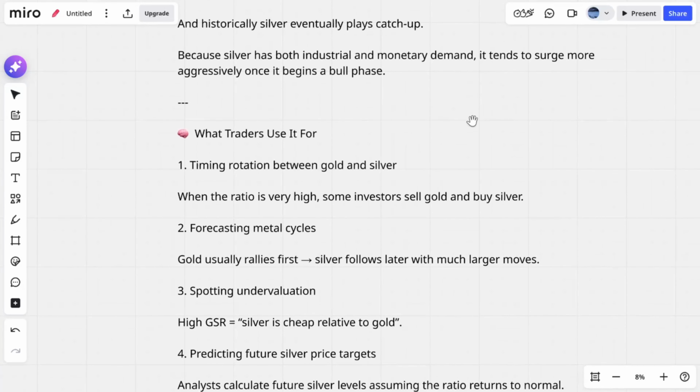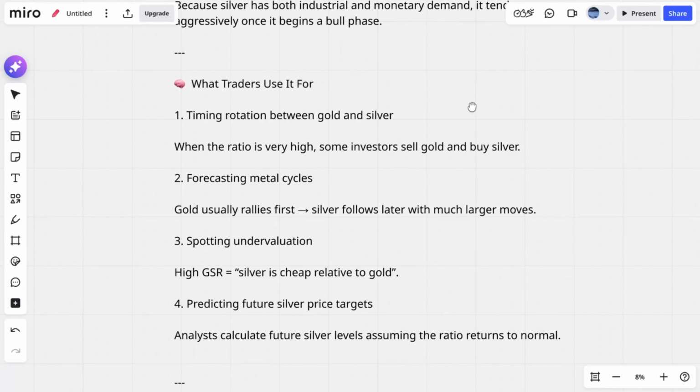What do traders use it for? Timing rotation between gold and silver is important for them. When the ratio is very high, some investors sell gold and buy silver.